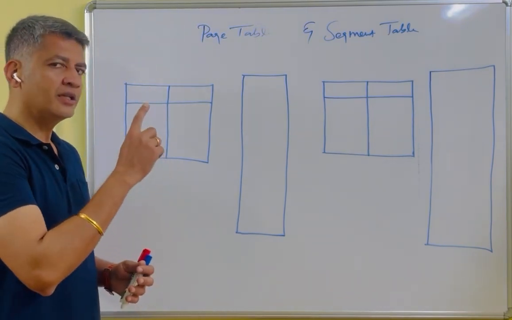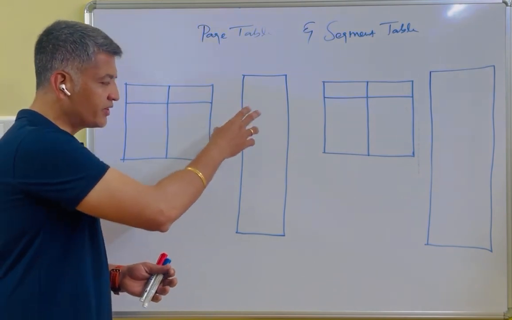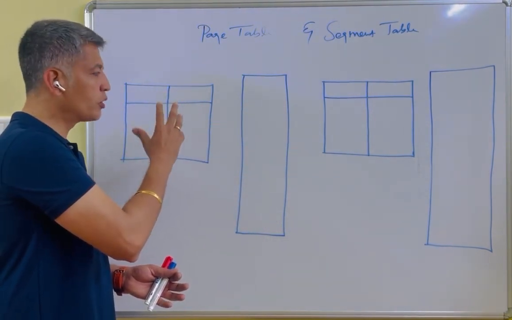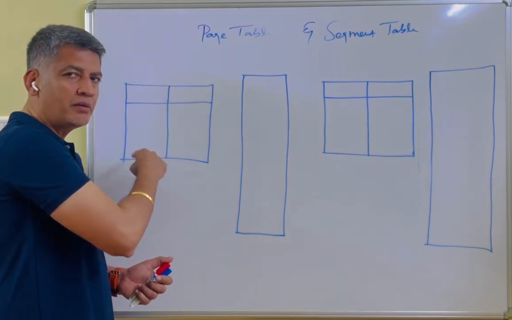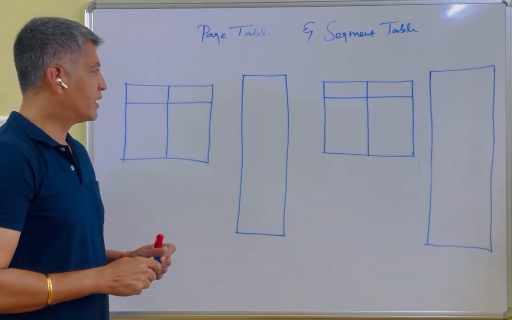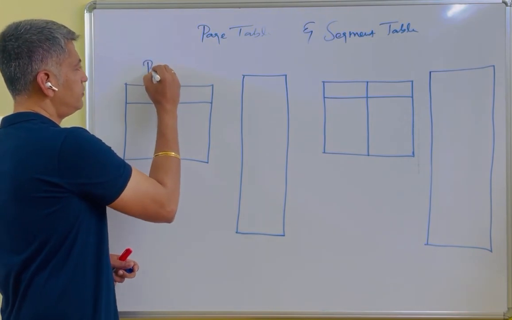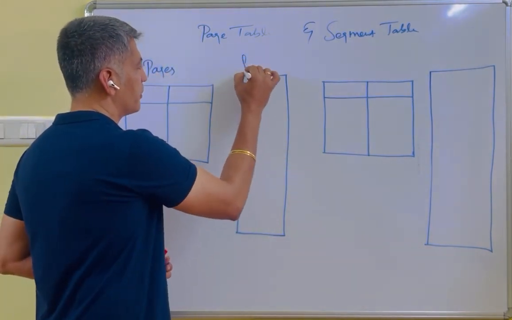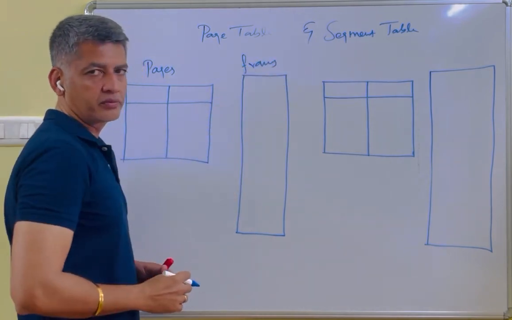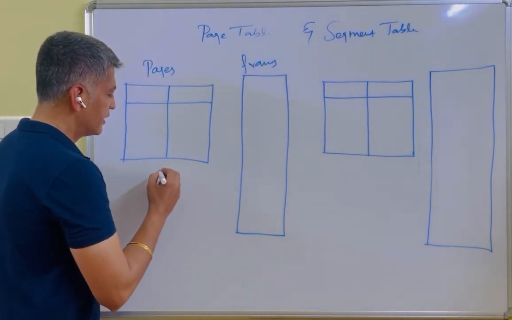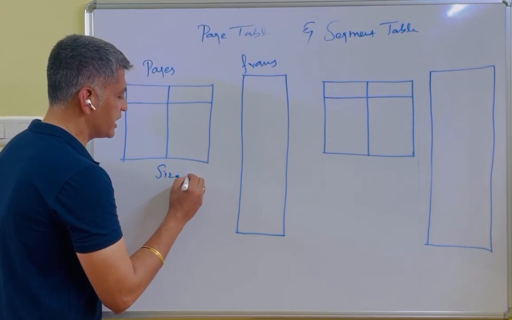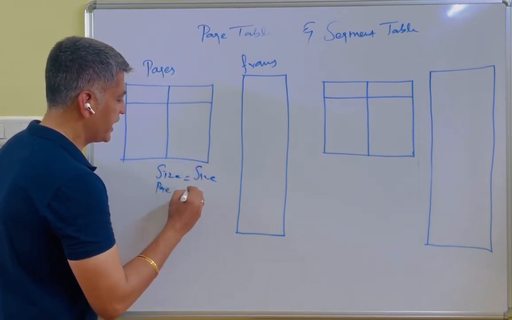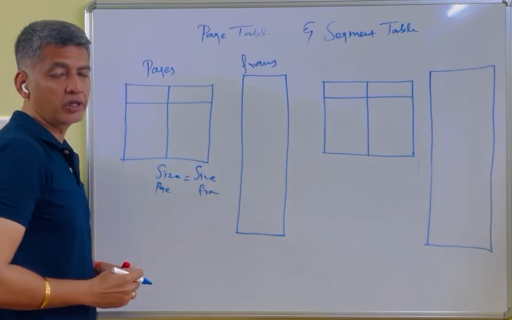In the paging concept, we have the physical memory and the logical memory. Logical memory belongs to the process. Your logical memory will be divided into a number of pages, and your physical memory will be divided into a number of frames. The size of the page is equal to the size of the frame, both are equal.